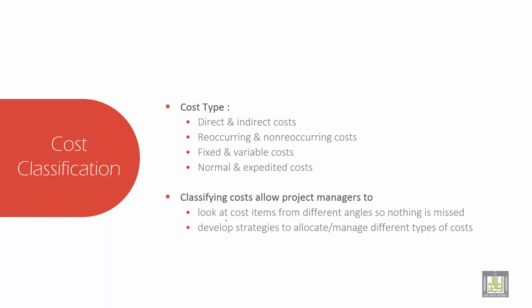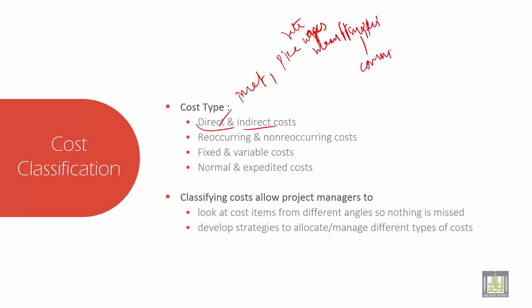Then we have cost classification. There are different types of costs, like direct cost and indirect cost. What are direct costs? Direct costs include direct material, piece rate wages, and manufacturing supplies. Then it talks about commission.